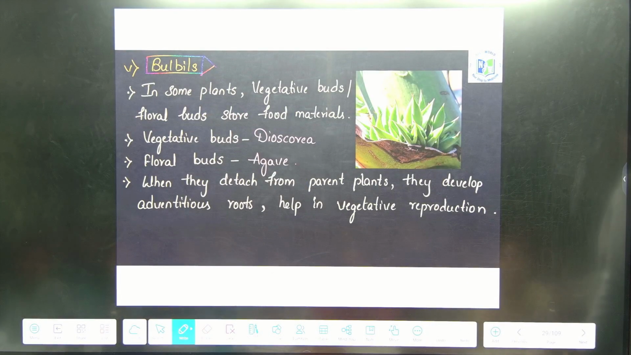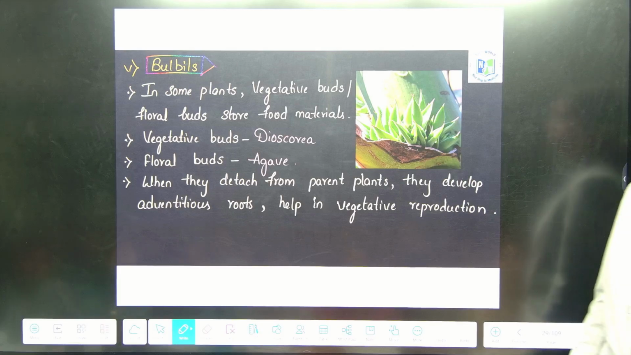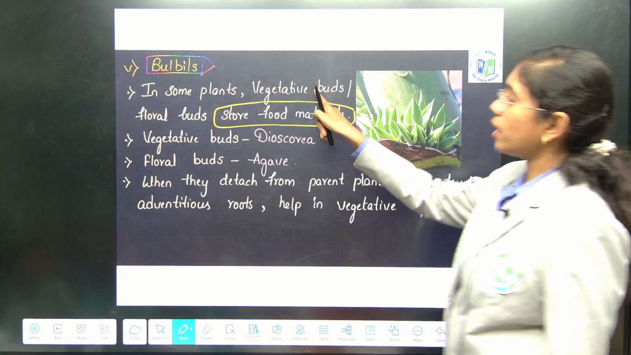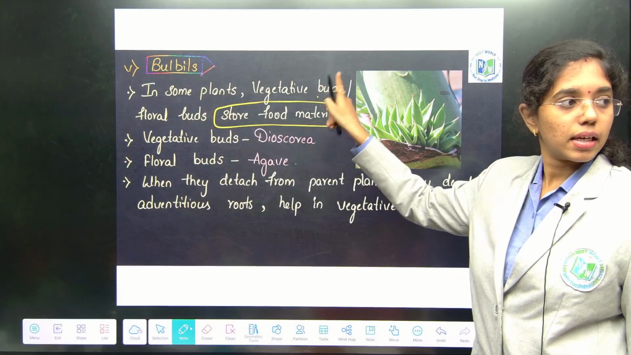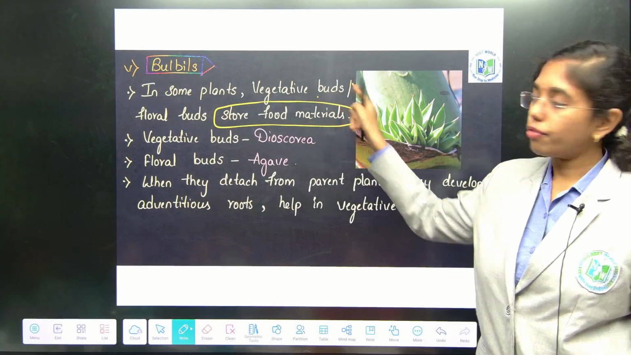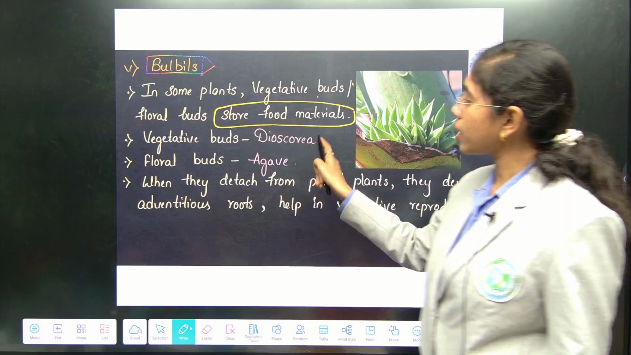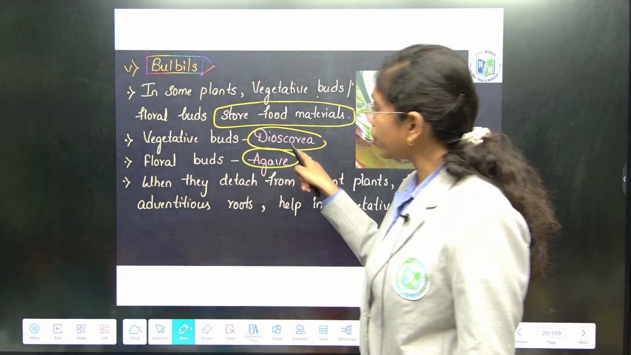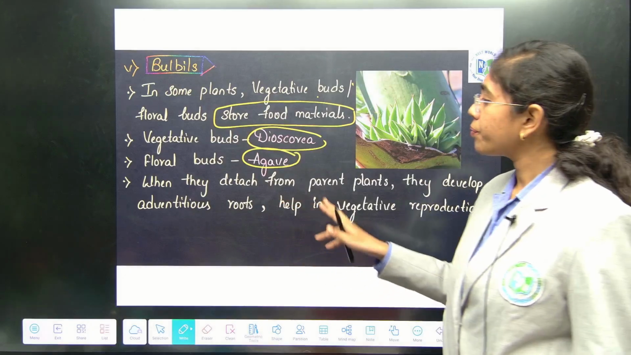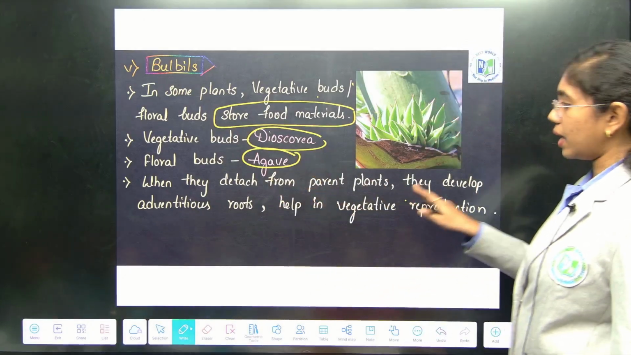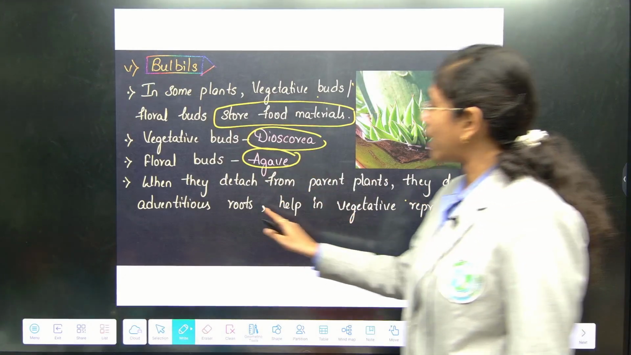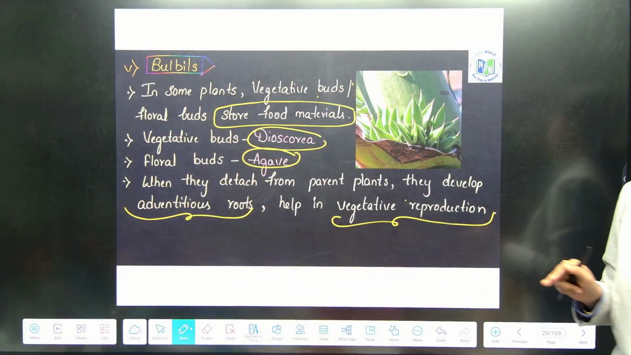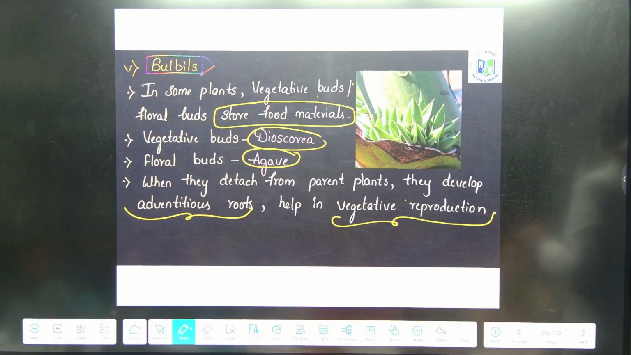Next is bulbils. In some plant parts, vegetative buds and floral buds will store food material. Again, what is modifying? Buds. It can be a vegetative bud or a floral bud. If vegetative buds are storing food, the example is Dioscorea. Floral buds storing food, the example is Agave. When they detach from the parent plants, they develop into what roots? Adventitious roots, and they help in vegetative reproduction. Clear? This is about bulbils.